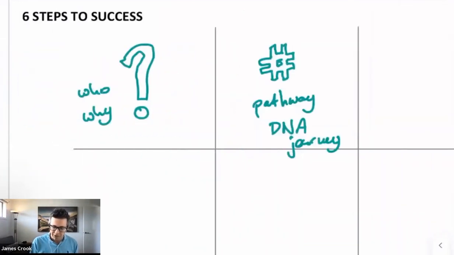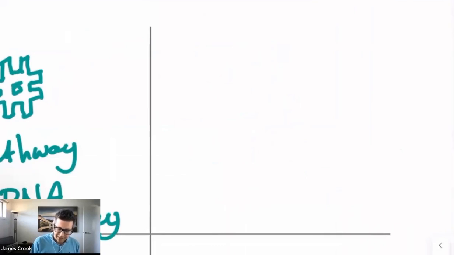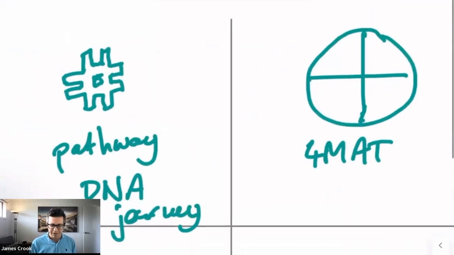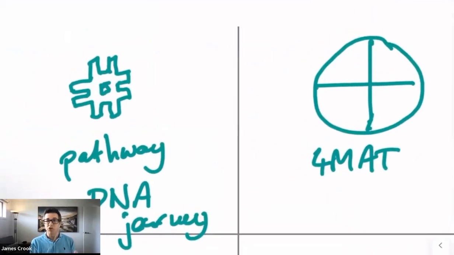And then the third component of this step to success is format. Format helps to make sure that the pathway, the DNA, the journey that we want to create for people actually connects. It's a great way to design the course structure overall and individual lessons to make sure that we're able to actually pass that through to people.